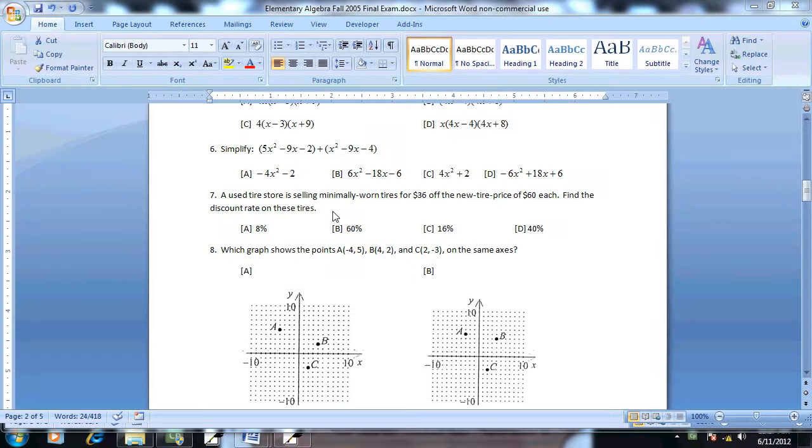Okay, used tire stores selling minimally worn tires for $36 off the new tire price of $60 each. Find the discount rate on these tires.